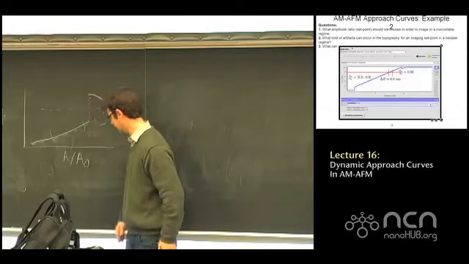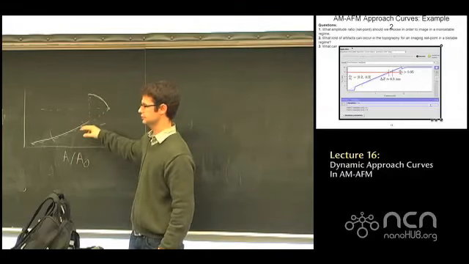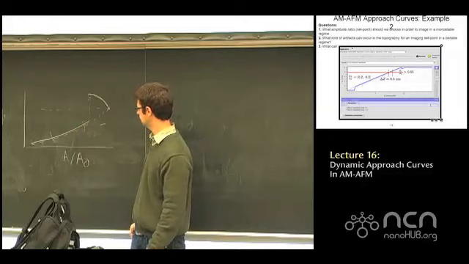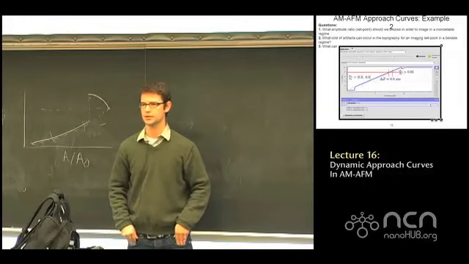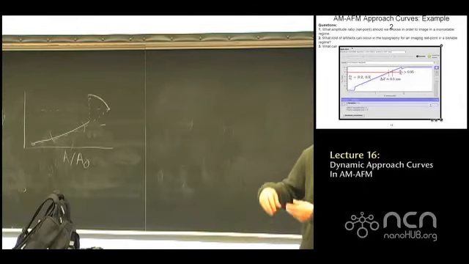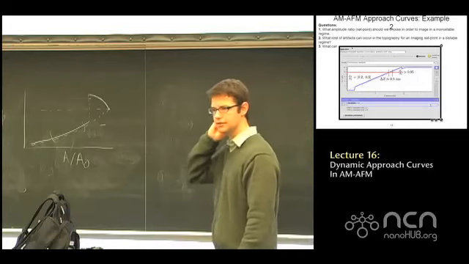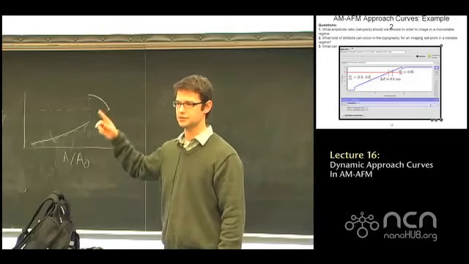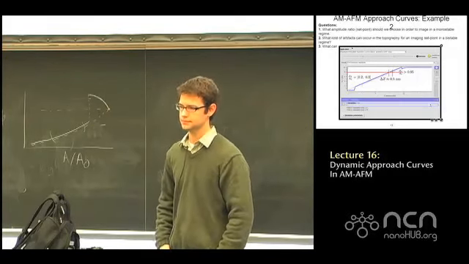And the fact that it's less than 90 indicates it's repulsive; if it's greater than 90, it's attractive. But basically you want to avoid regions where the curves have hysteresis in them, indicating that they could be at two different oscillation states in that region.